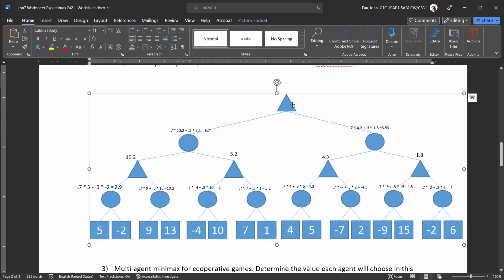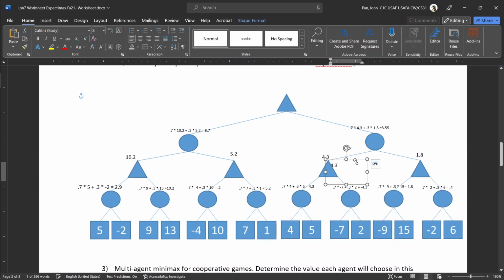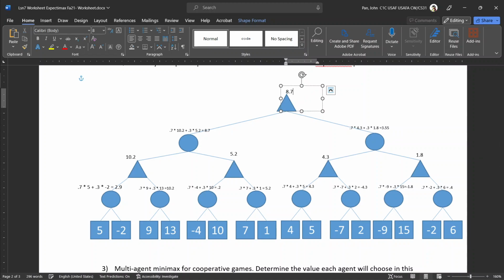All right, and we have another maximizer node. Yay, less typing. So the higher between our 8.7 and our 3.55 is 8.7. So that means our final answer that our agent will choose is to go left to achieve the expected value of 8.7.